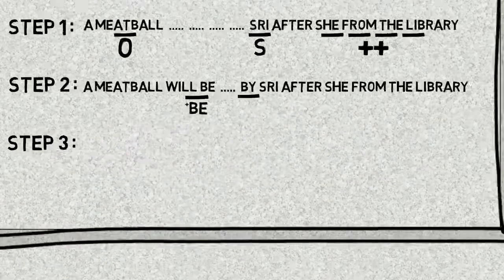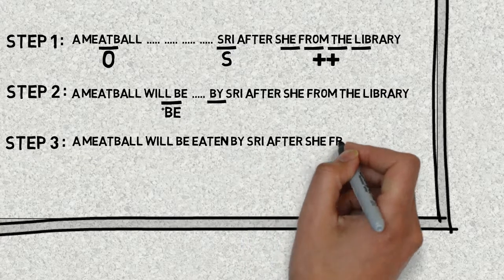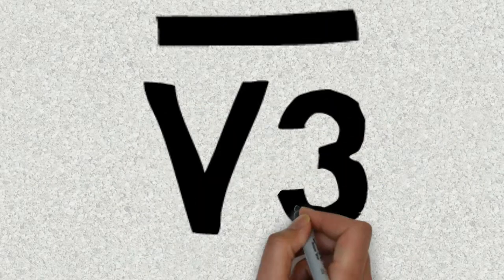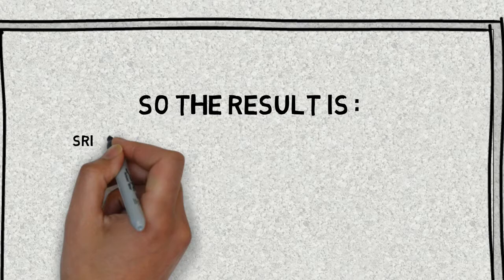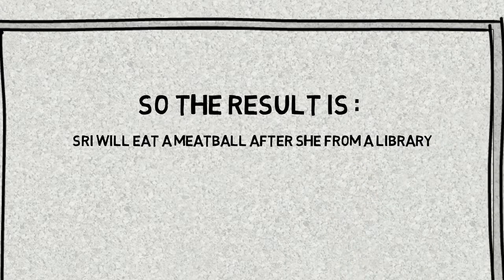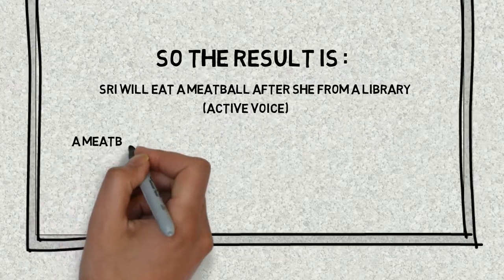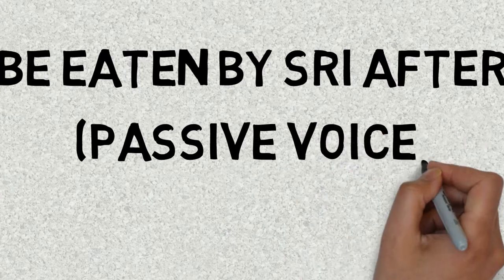Step 3. A meatball will be eaten by Sri after she from the library. Change the verb 0 into the verb 3. So the result is: Sri will eat a meatball after she from a library. It is an active voice form, so we change it into a passive voice form. We will get a meatball will be eaten by Sri after she from library. It is a passive voice form.